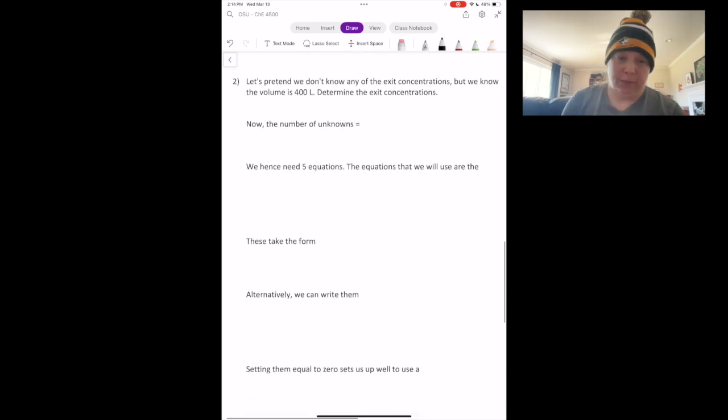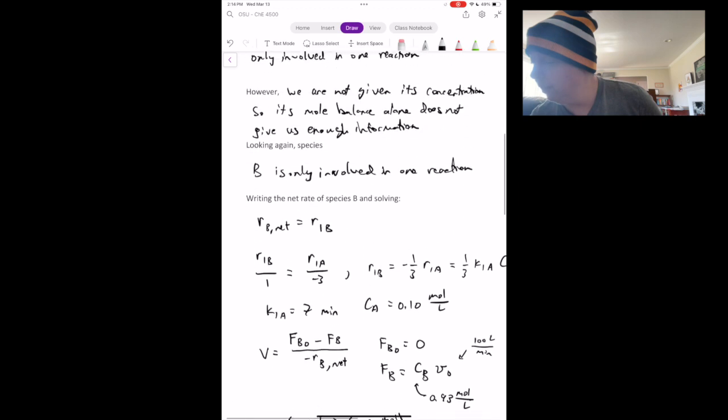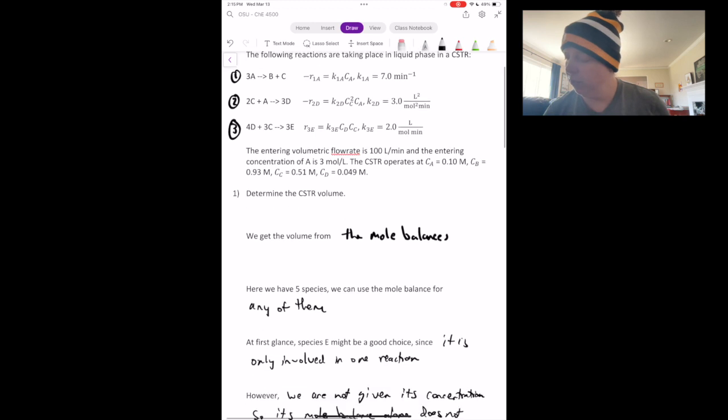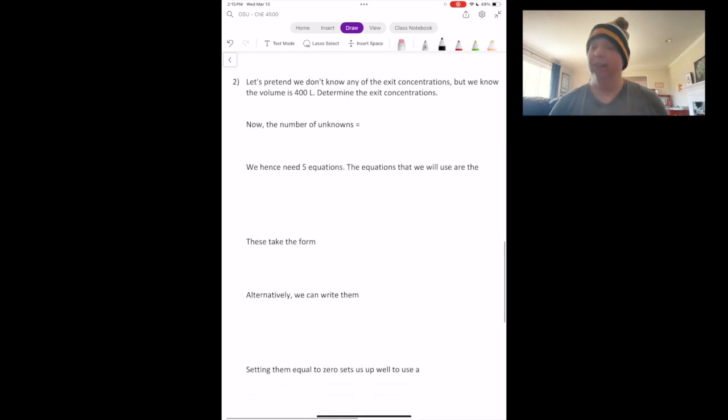Okay, so now let's do another example. Let's pretend now that we didn't know any of the concentrations in the reactor. In this original problem statement, we're given Ca, Cb, Cc, and Cd. We're given values for those. Let's pretend we don't know that information, but instead we know the volume is 400 liters, and I'm going to round up from 399 just for the sake of using simpler numbers. Let's pretend we know the volume, but not those concentrations. And now we want to determine the exit concentrations of all 5 species.